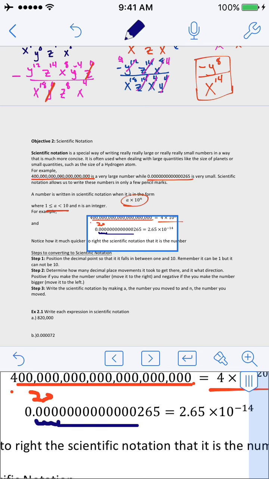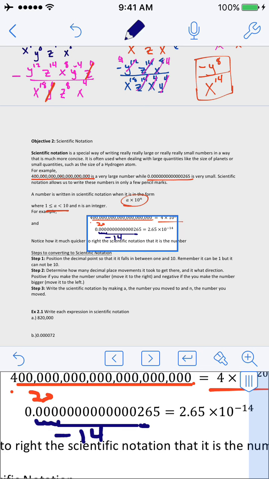If we only cancel out the zeros, then we say it's going back 13. Well, then we don't have something between 1 and 10. We have 0.256. So we want to go one more space until we hit 2.56. And that movement was back 14. And if we're making a small number bigger, we are actually moving it negative decimal places. We're moving it back, right?